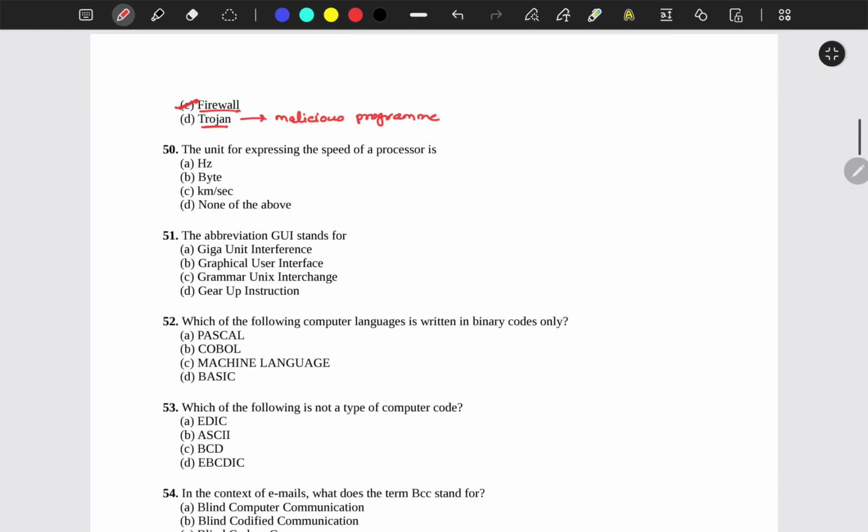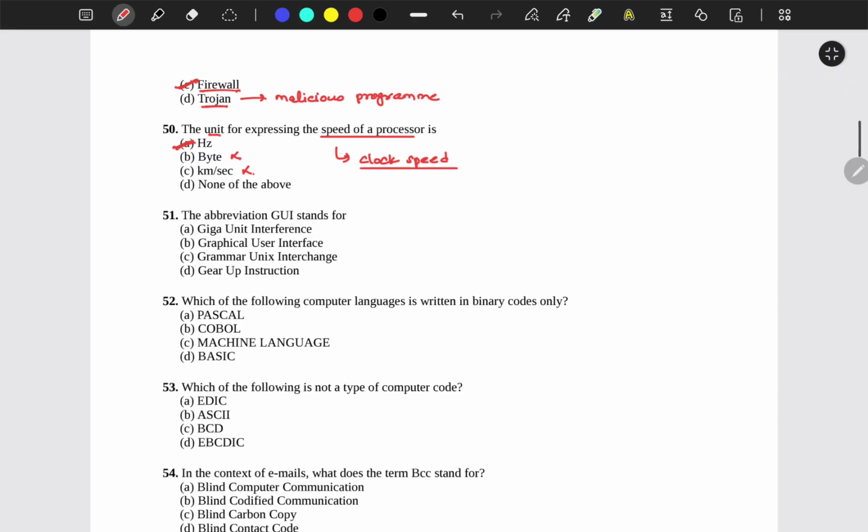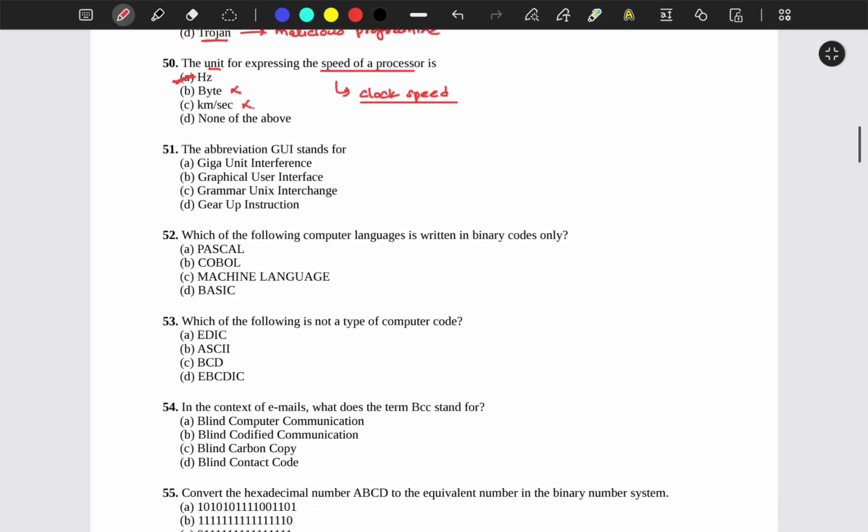The next question is, the unit for expressing the speed of a processor. Unit for expressing speed of a processor, what is it? The correct answer would be hertz. It is also known as clock speed. So keep this in mind also, because instead they can ask what is the unit of clock speed, or how do we express clock speed.